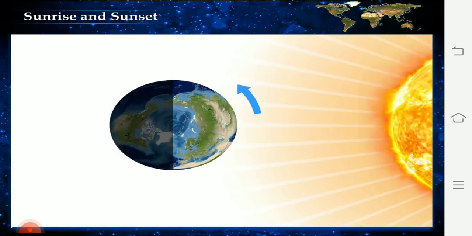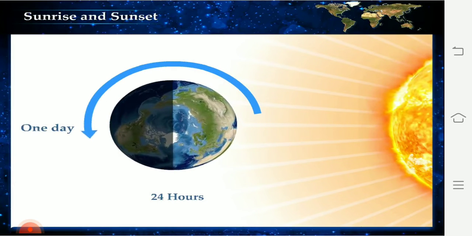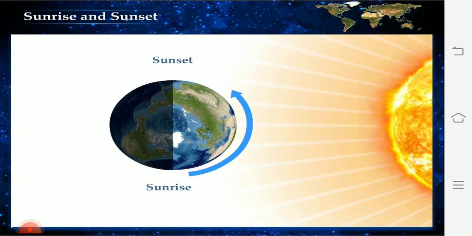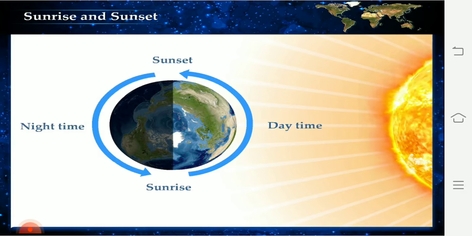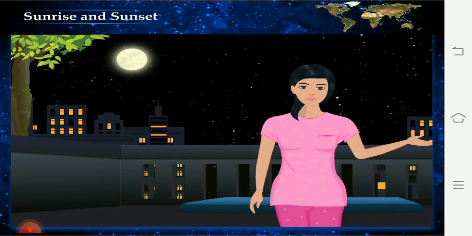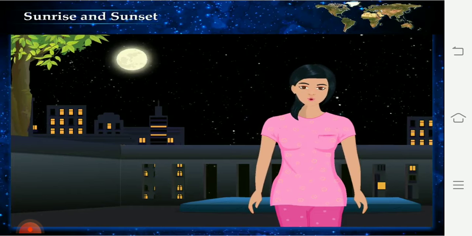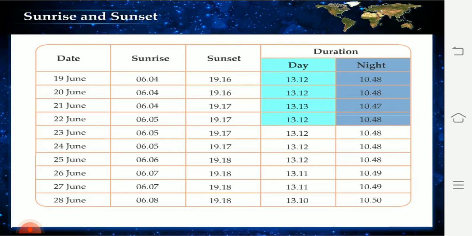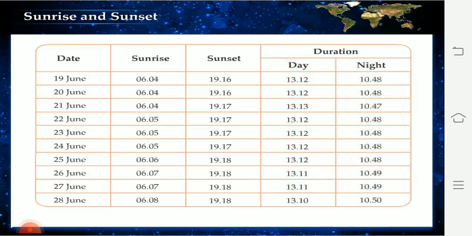Correct. The period of one day is 24 hours. The period from sunrise to sunset is known as daytime. Likewise, to calculate night time, the period from sunset to sunrise is considered. On which two dates was the duration of day and night the same? Correct. As per the table, none of the dates had the same duration of day and night.